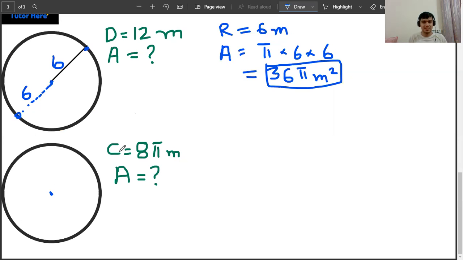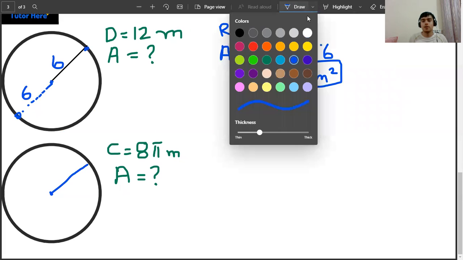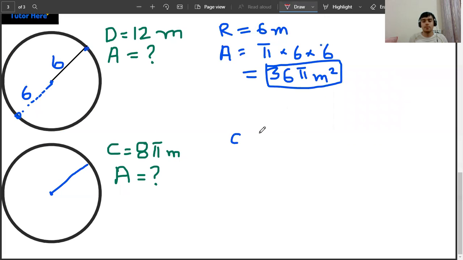I'm given the circumference. Is there any way that I can calculate the radius using the circumference of the circle? Yeah, you can, because you have the relationship formula between the circumference and the radius, which is that the circumference is equal to 2 times pi r, all right? Okay, so let's just change the color for this. Okay, so circumference is equal to 2 pi r, all right?